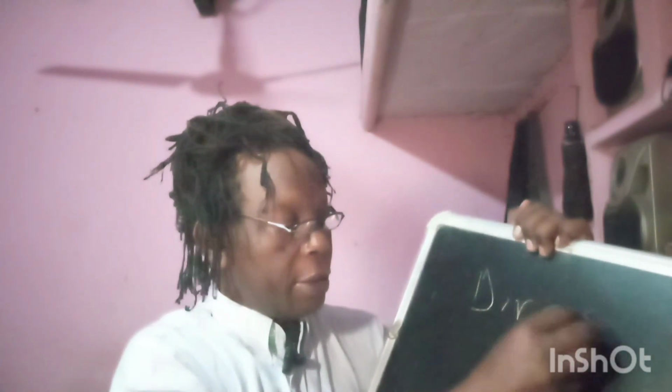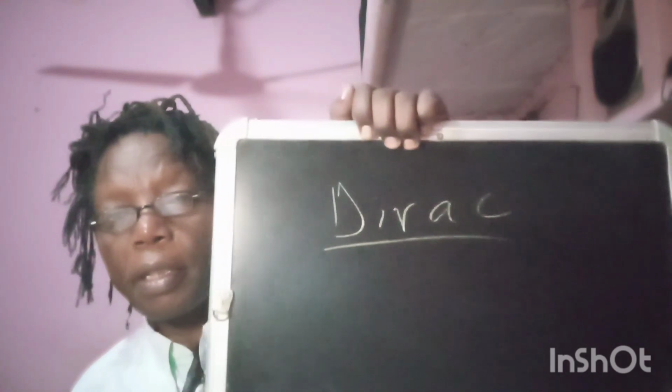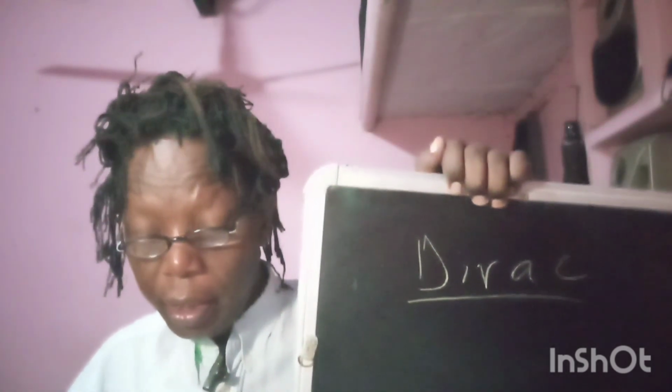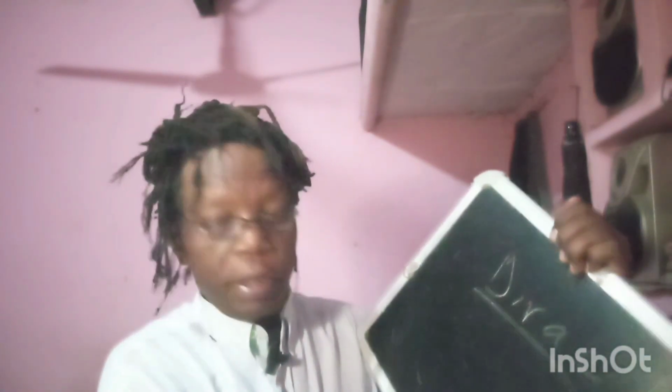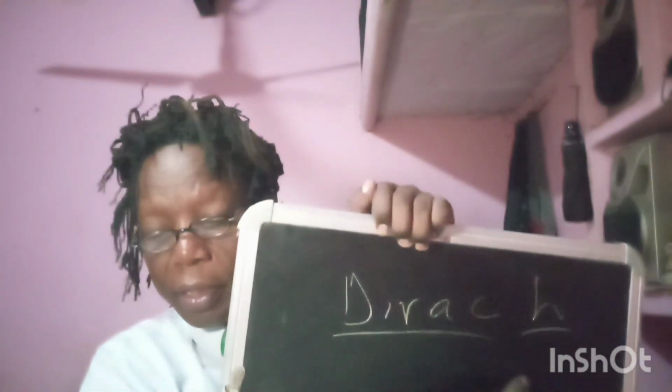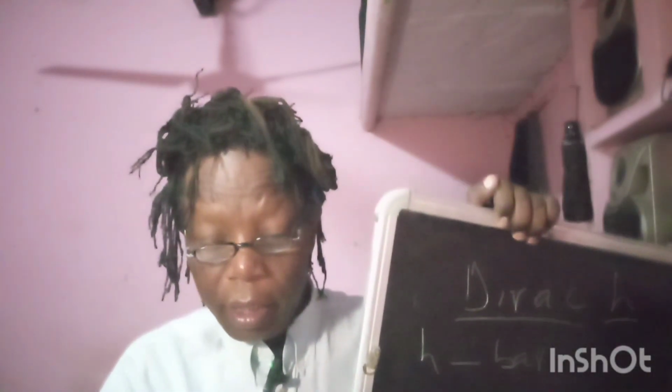Let me write it down, guys, so that you can see it. Dirac. These are the units used to measure this thing. H, Dirac H. This is H. This is how I write H. Dirac H bar. H bar is equal to the Planck constant divided by 2 pi.